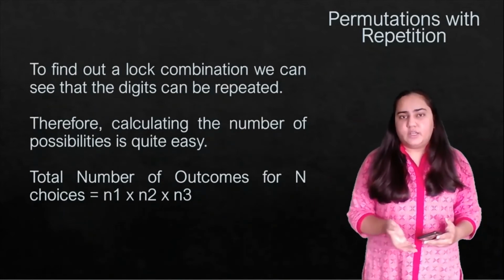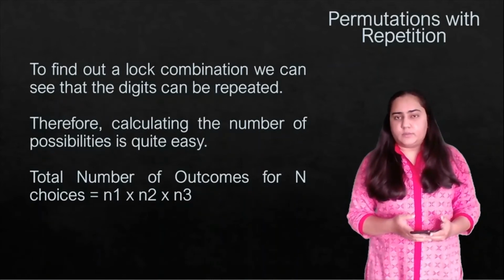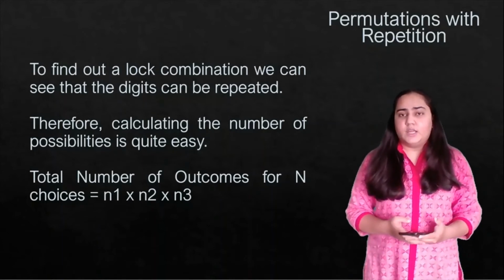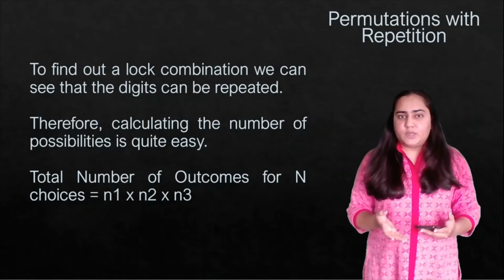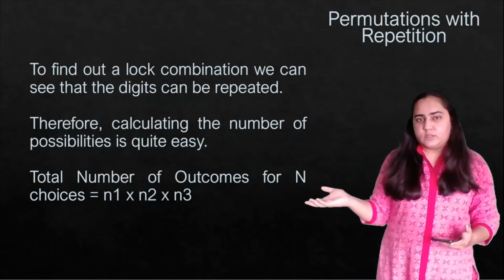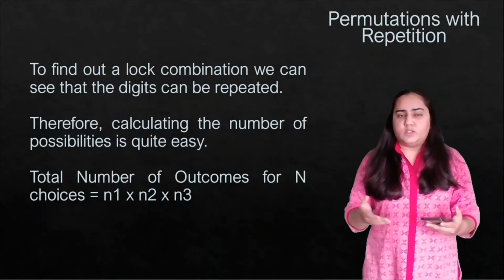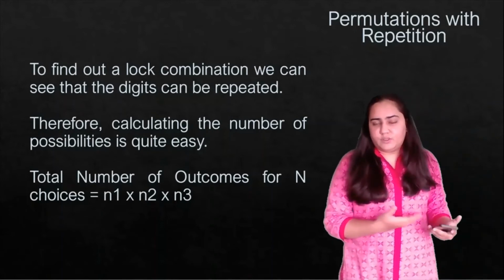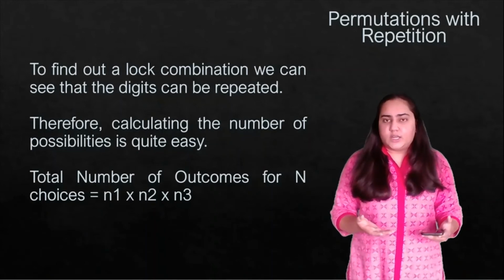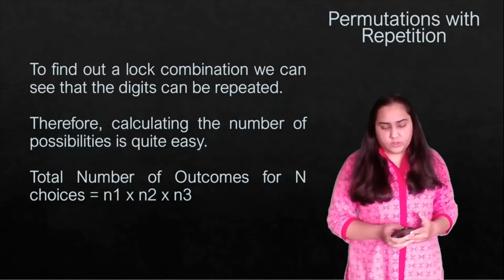So if you had to find out the lock combination, then you know that the digits can be repeated. My lock combination could be 1, 1, 1, 1, which means all are ones, and there is repetition. So calculating the number of possibilities is quite easy. If you have n choices, the number of outcomes is simply n1 into n2 into n3, like we did previously. We just multiplied 10 and 10 because each digit has 10 choices. So it's very easy when you're working with permutations with repetitions.